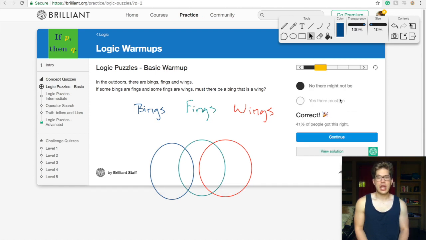Awesome. I really think this Venn diagram strategy is very sound. It's proved to be very helpful for me in solving many problems like this. I do recommend it.